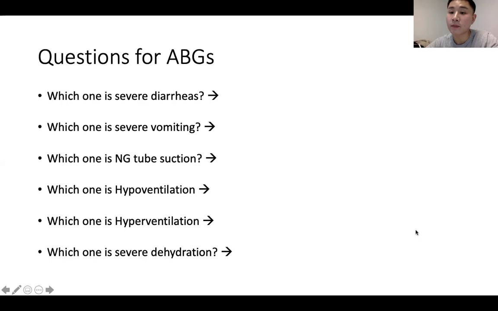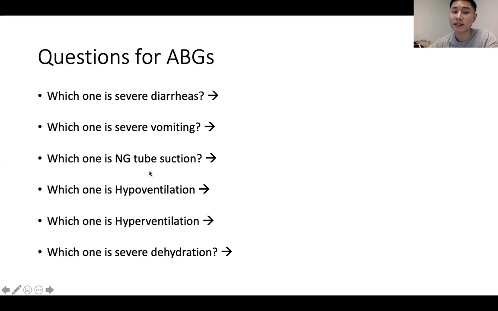Metabolic alkalosis, okay? So it's different with severe diarrhea. Even though in both scenarios we lose fluid, the diarrhea, the stool, contains a lot of our bicarbonate. So that's why it leads to acidosis. But when we vomit, we lose our stomach acid. So that's what leads to alkalosis. So please remember that.